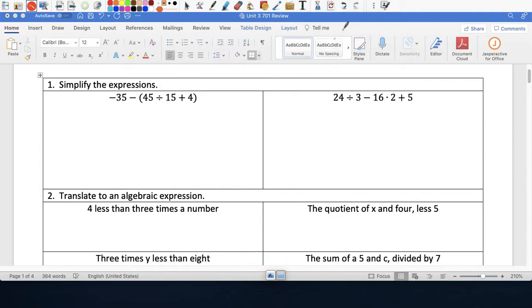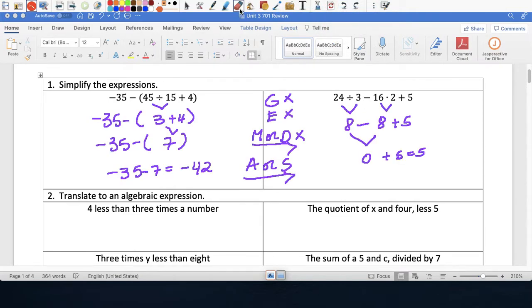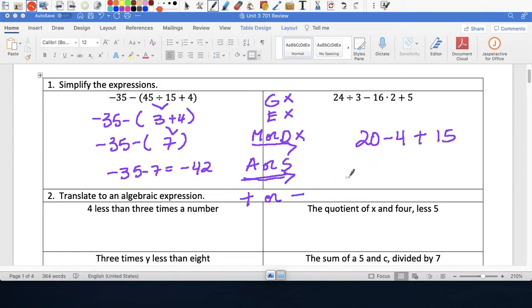So another example, I'll give you an example here. If I have something like 20 minus 4 plus 15, it says addition or subtraction. So which one do we do first is whichever one comes first from left to right. So right now this is coming first. So we do 20 minus 4, which is 16, and then plus 15 is 31. It's always in order from left to right.